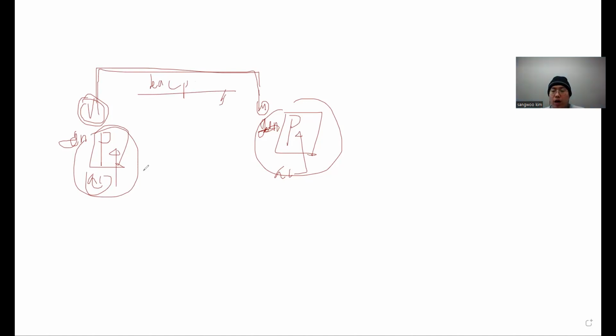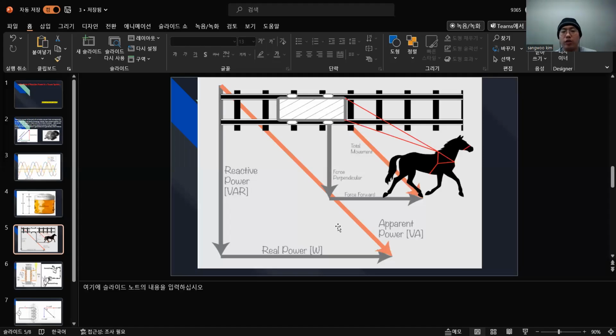So I'll give you a question. If there is no reactive power, what happens here? Do you think this motor is working? Of course not. Believe me, it doesn't work if you give only active power to active power here. That's what I explained. And here you can see active power and reactive power.